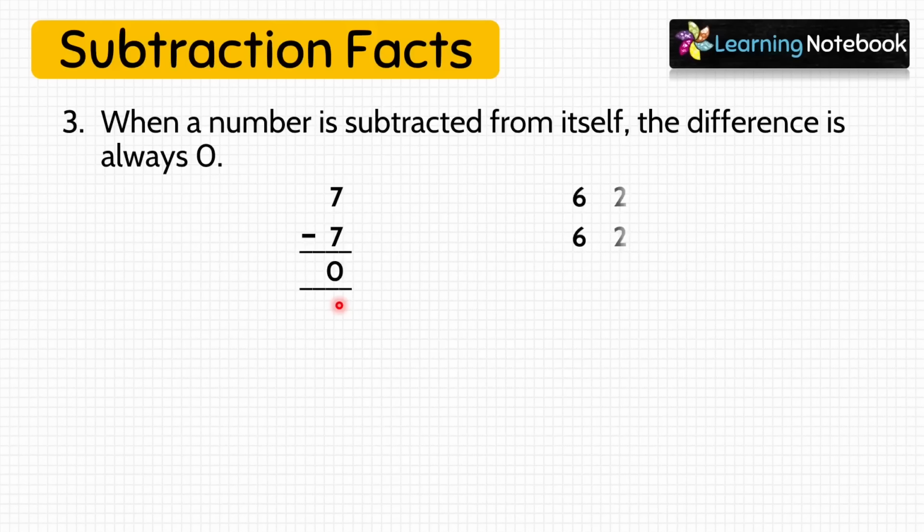Let's take one more example. 62 minus 62 equals to 0. So here also the answer is 0. So students, these are the 3 subtraction facts. Now let's use them to solve some questions.